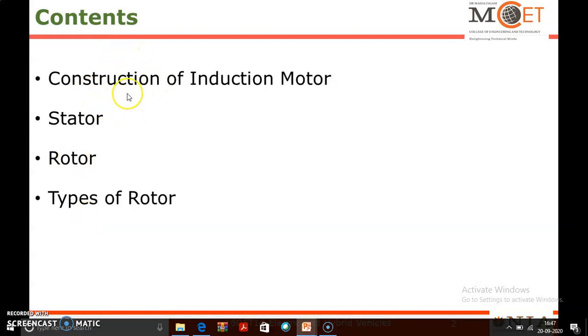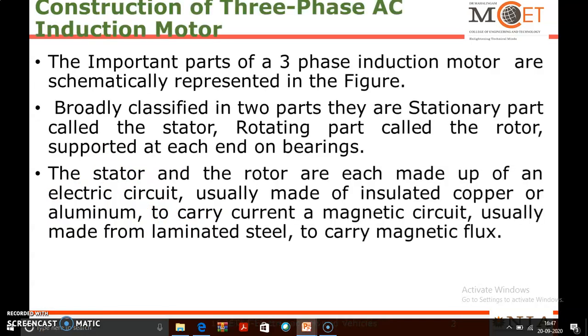The content of today's presentation covers the construction of the induction motor, the stator, the rotor, and the types of rotors in induction motors. So let us go into the topic now.